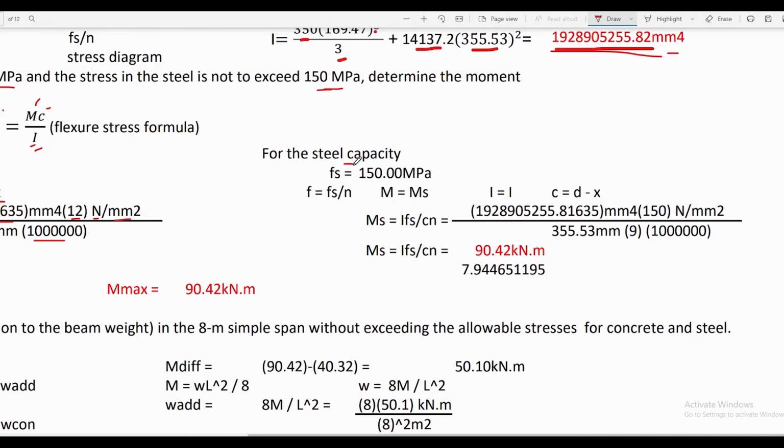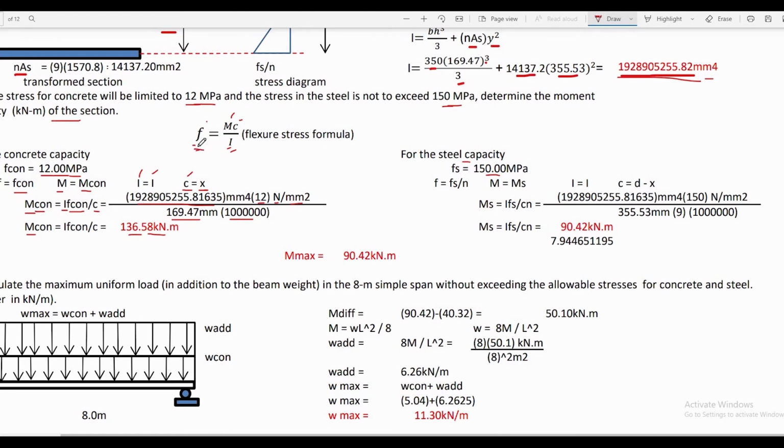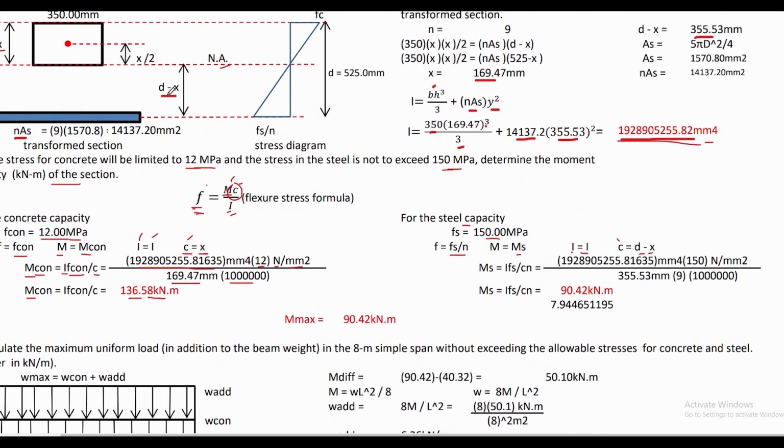So for the steel capacity, if stress is limited to 150 megapascal, we can still make use of this formula. This time we will replace the value of F with Fs divided by n, and for M, that is equal to the moment capacity of steel, and I is still the moment of inertia, and at this time C is equal to d minus x, since the definition of C in this flexure formula is just equal to the distance from the neutral axis up to the most tension fiber or compression fiber. So we are computing for the stress in the steel, so we have to make use of the distance d minus x from the neutral axis, since that is the location of area of steel from the neutral axis.